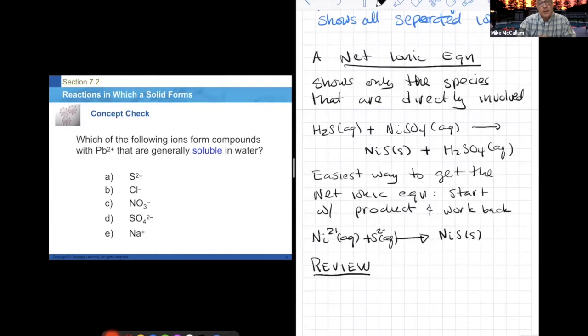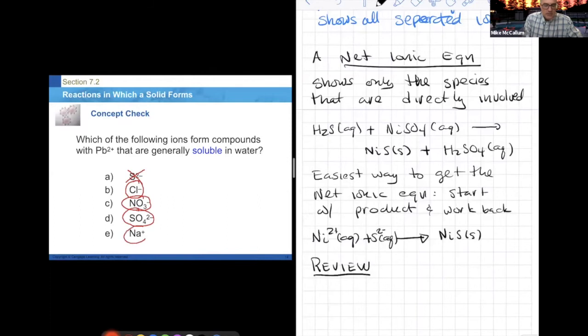For example, chloride salts and nitrate salts are generally soluble, and sulfides are generally insoluble, and sulfates are kind of in between. There are exceptions for sulfates, for example. There's a couple exceptions for chloride too. Right, so let's see what we can come up with. I'm going to guess and say that sulfides are generally insoluble. Chlorides are generally soluble in water. Nitrates are generally soluble in water. Sulfates are usually soluble in water.